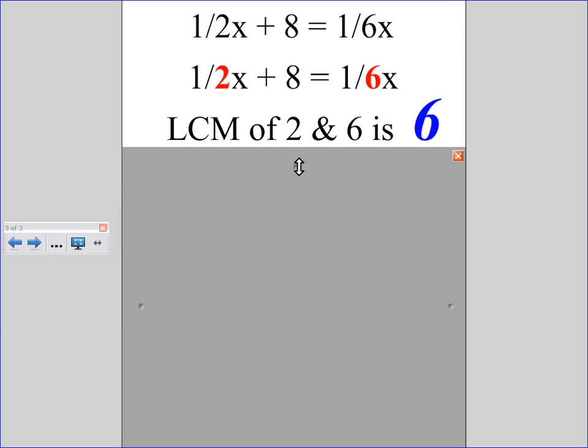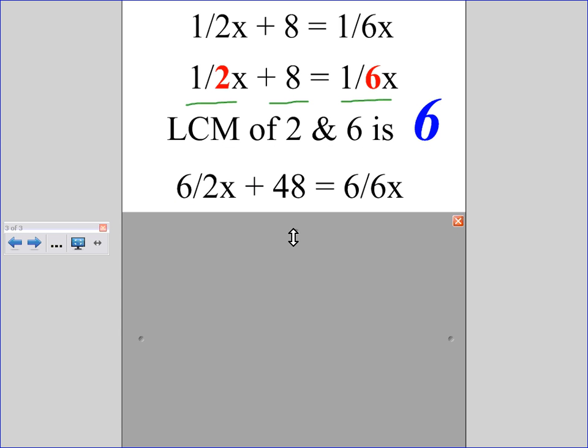Simple. I do my 2's tables. 2, 4, 6, 8, 10, 12, and so on, and then I do my 6 tables. 6, 12, 18, 24. My goal is to pick the first number that appears in both of the columns. And the first number that appears in both columns for 2 and 6 is 6. So now I need to take my equation and multiply everything by 6. All 3 terms. Now remember, if it has a fraction part, you only multiply the top of the fraction. And if it doesn't have a fraction part like the 8, just multiply that by 6.